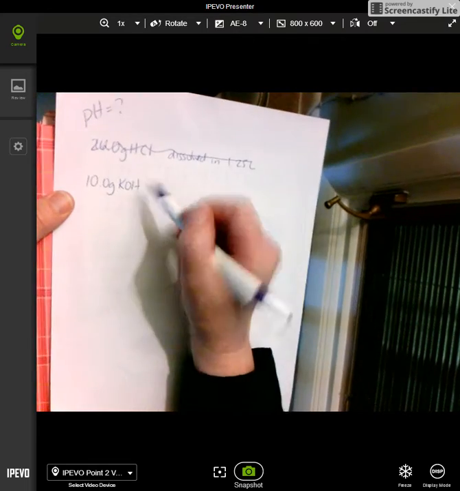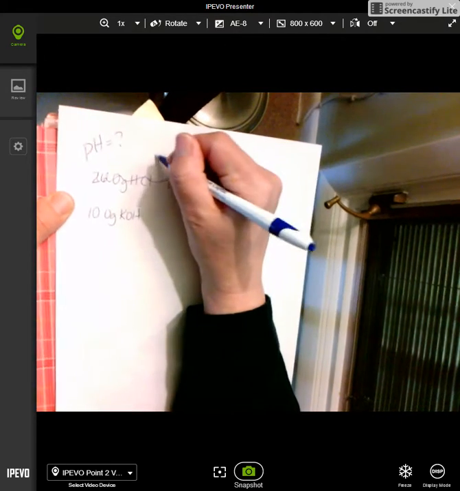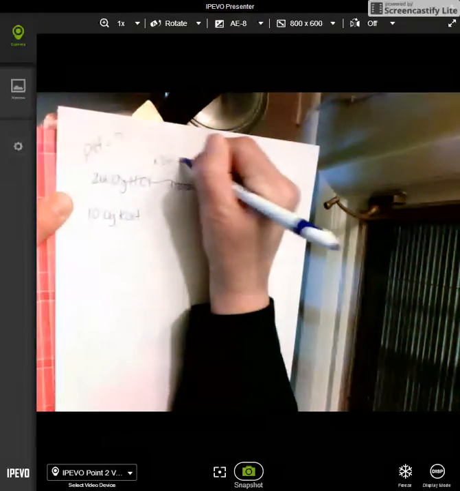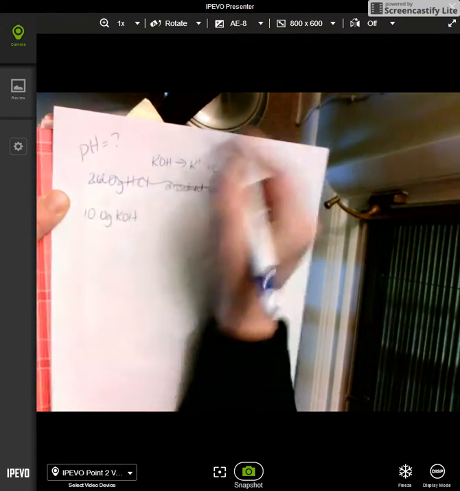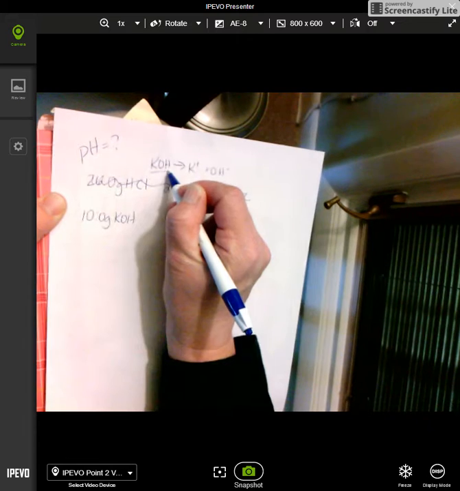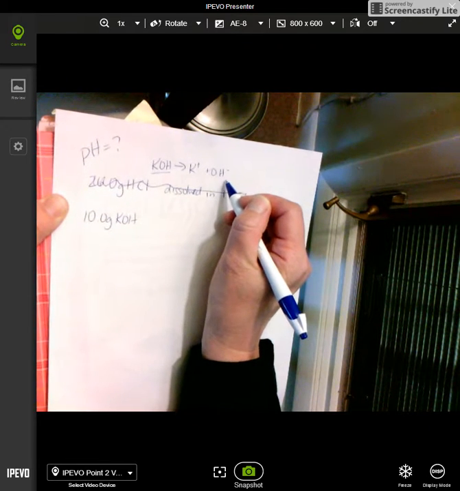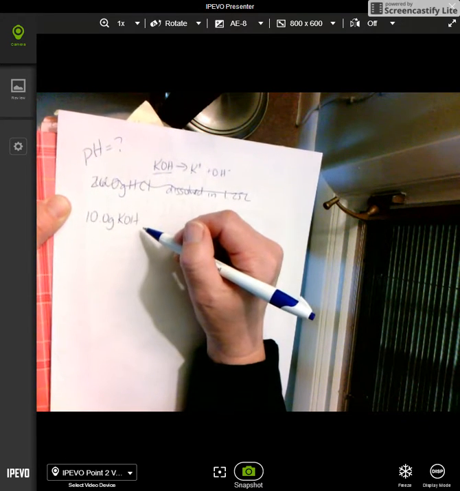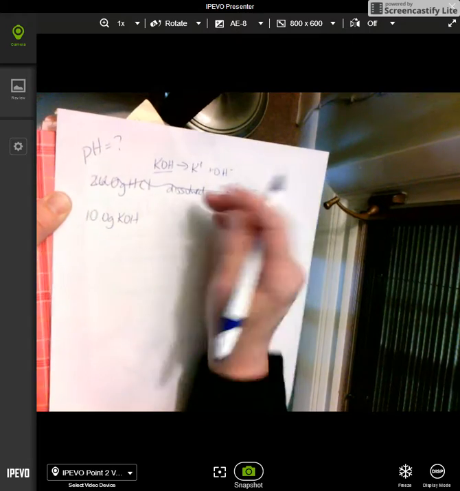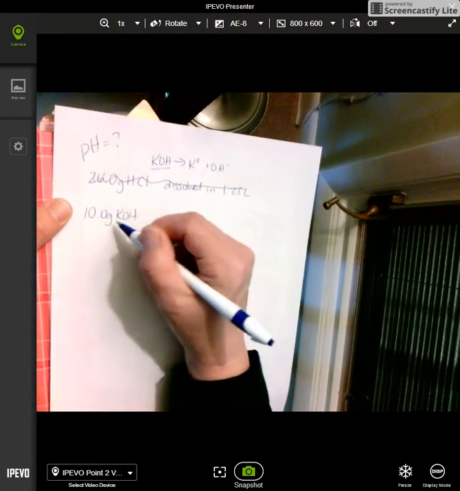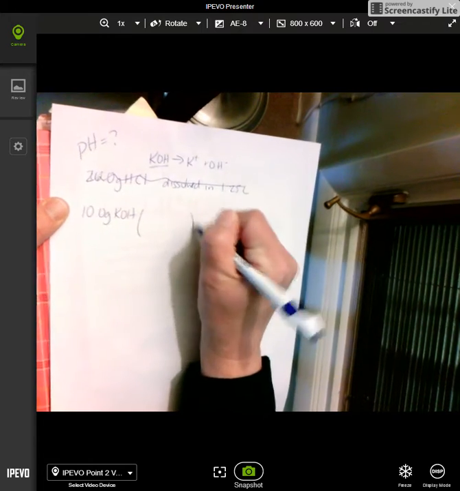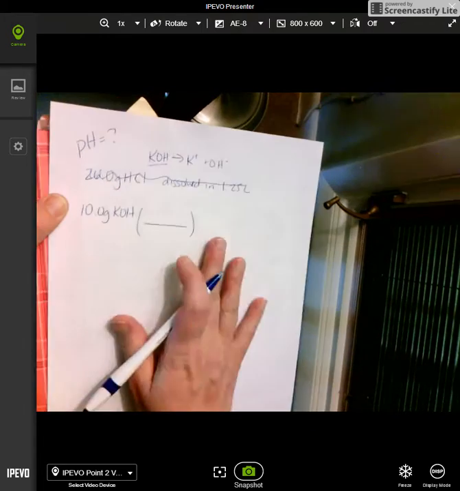Okay, so what's the pH? You want to think about this. KOH, when it dissolves in water, breaks up into its ions, K plus and OH minus. So for every 1 mole of KOH, I get 1 mole of hydroxide ion. Once I figure out the moles of potassium hydroxide, I also figure out the moles of OH ions. So I'm going to start with 10 grams of KOH. That's how much I start with. I have 3 significant figures.